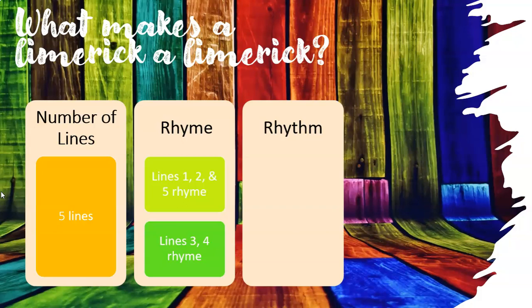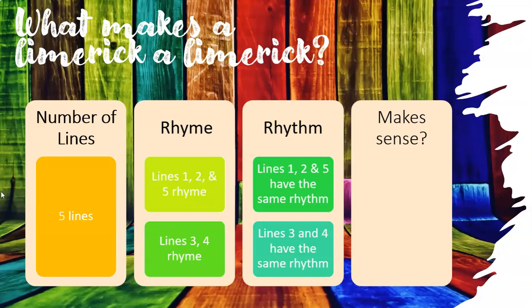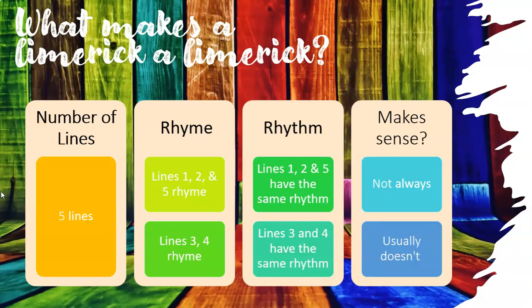Right? It has to have a rhythm. Okay? Lines 1, 2, and 5 have the same rhythm, so they have the general same number of syllables in it. Right? And lines 3 and 4 have the same rhythm. Right? Which, if those lines are rhyming with each other, I think that makes perfect sense. Right? And does it make sense? Not always, but in reality, it usually doesn't.